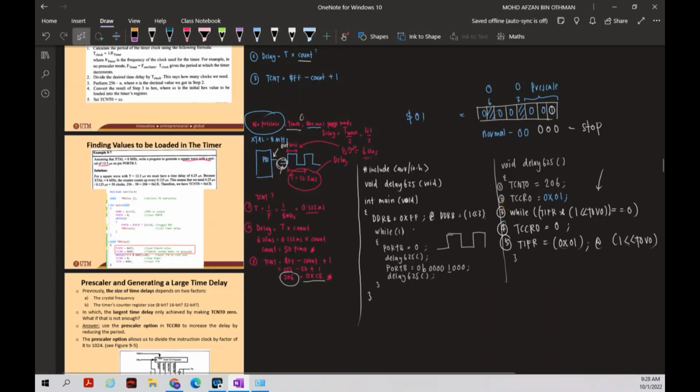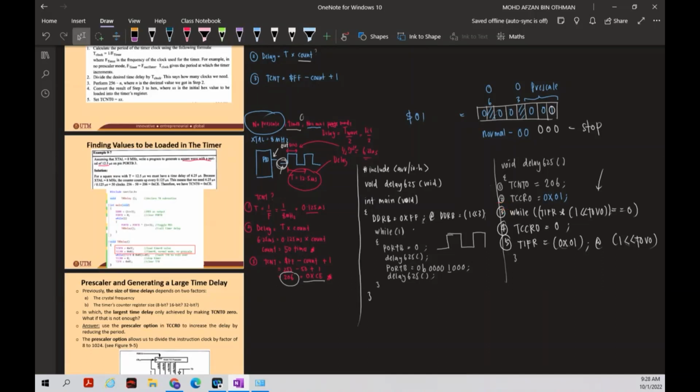So this is the delay programming to generate a delay of 6.25 microseconds. Any question up until here? Any questions? No question at all.